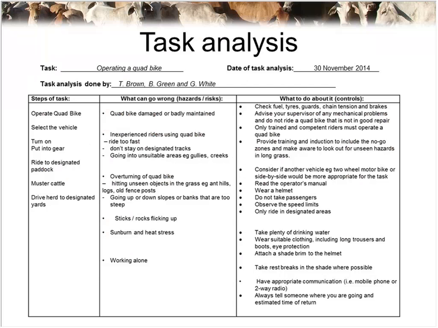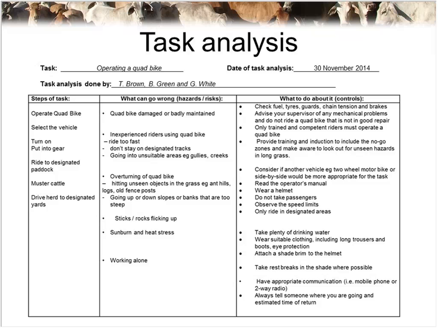As you'll see, the 3 columns will help to analyse the task you are doing. You'll see that the first column outlines the basic steps of the task. The next column details what can go wrong or the hazards and risks associated with each of those steps. And the final column details what you can do about it, which is then your control measures.